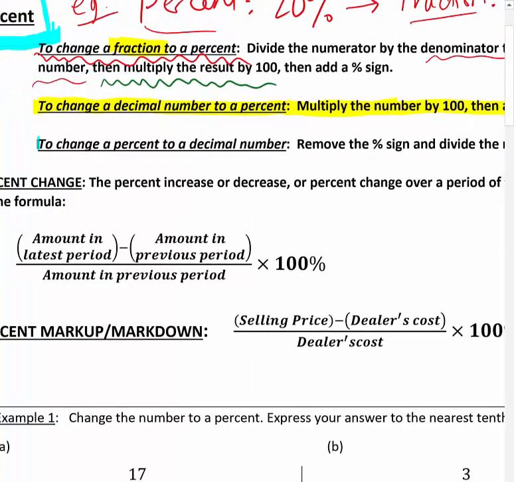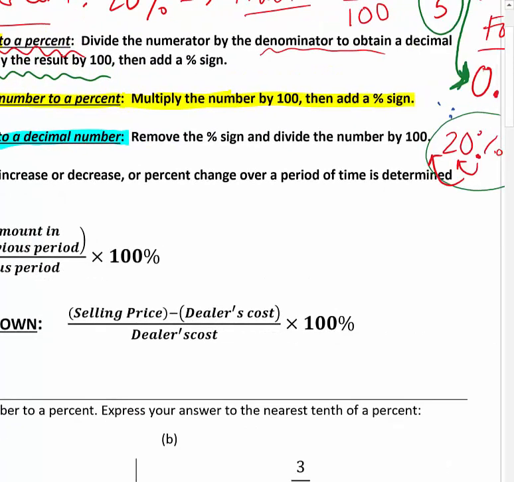And the last thing we might want to do as far as percents go is change a percent to a decimal. So you just do the opposite. We're going to remove the percent symbol, because we're starting with a percent, and then divide the number by 100. Or you know what, for me, I just like to move the decimal twice, just as long as you remember which direction.